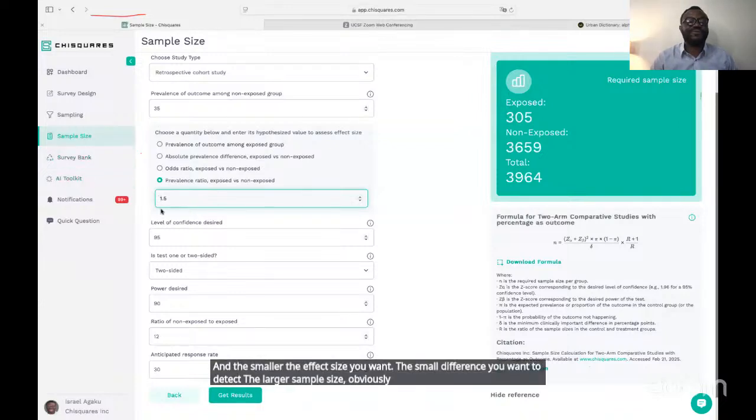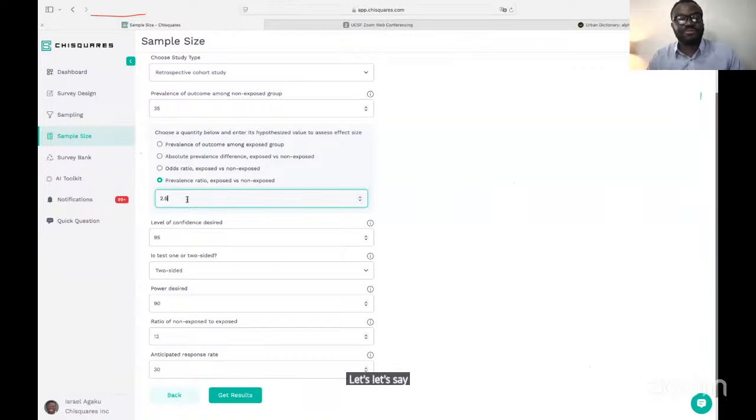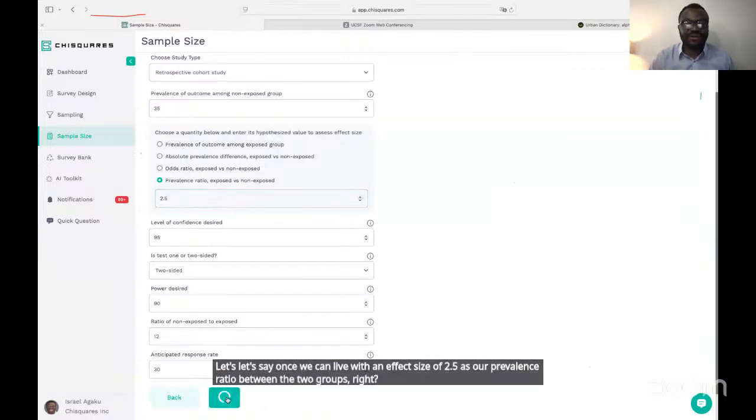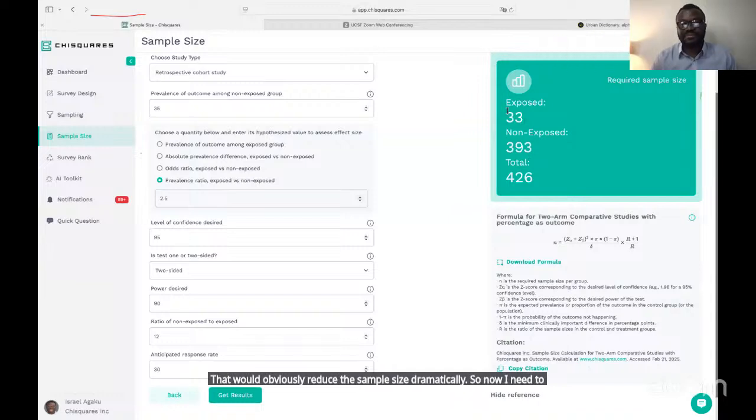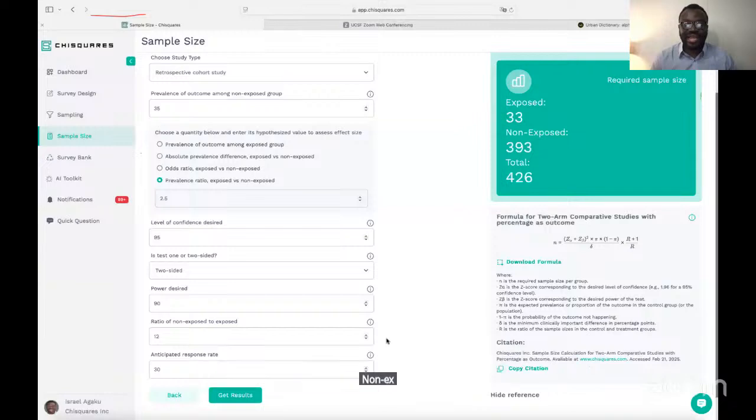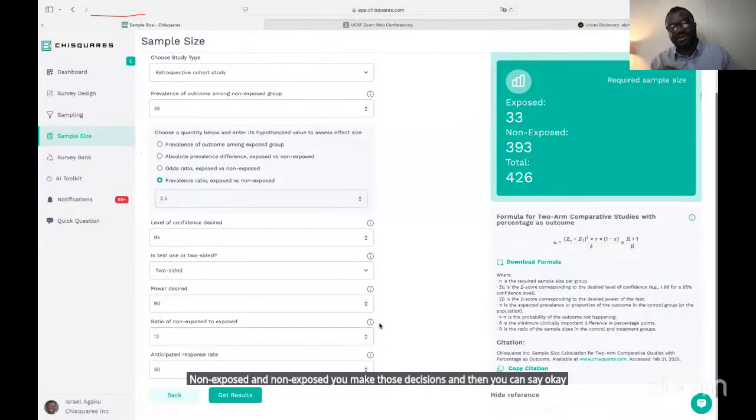So if you say, well, 1.5 is a very small effect difference that we want to detect, let's say we can live with an effect size of 2.5 as our prevalence ratio between the two groups. That would obviously reduce the sample size dramatically. So now I need 33 exposed or 393 non-exposed, and you make those decisions, and then you can see, do I really want to go down that route?